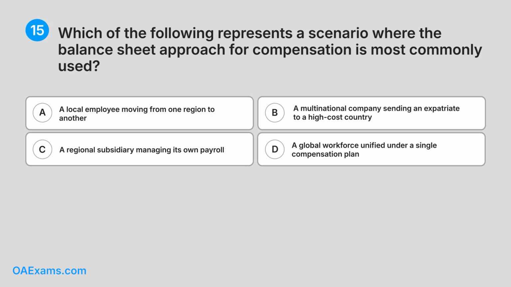15. Which of the following represents a scenario where the balance sheet approach for compensation is most commonly used? A. A local employee moving from one region to another. B. A multinational company sending an expatriate to a high-cost country. C. A regional subsidiary managing its own payroll. D. A global workforce unified under a single compensation plan. Can you guess the answer?